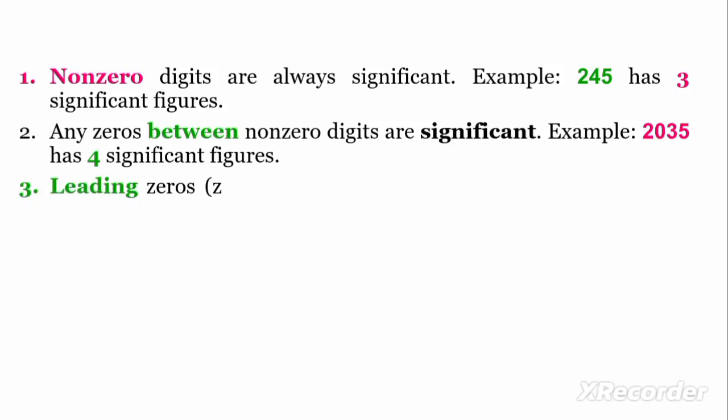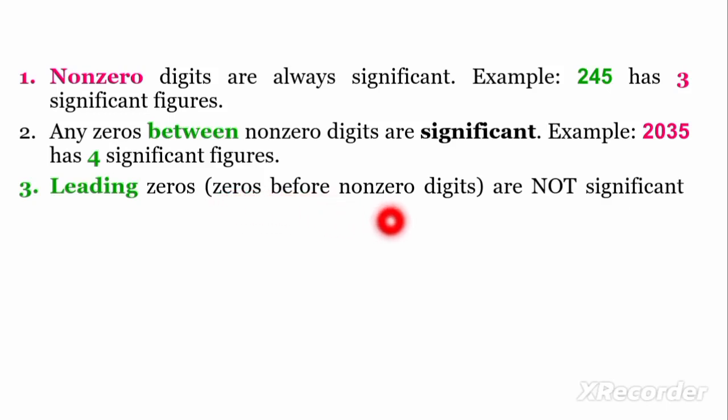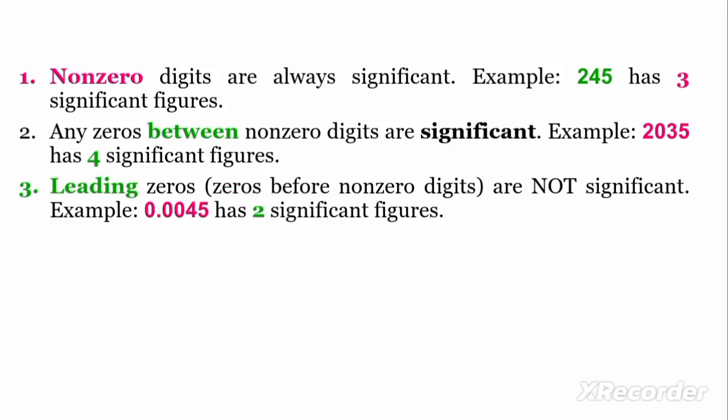Rule number 3, leading zeros before non-zero digits are not significant figures. So we have seen that the leading zeros are not considered to be significant figures. So we can see that this number has 3 significant figures.